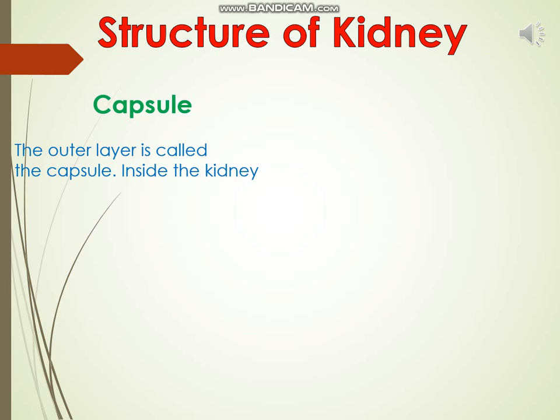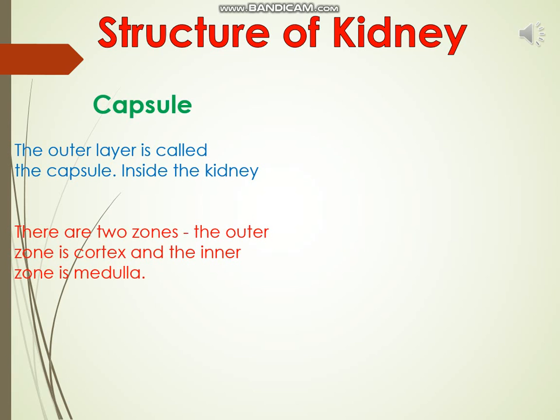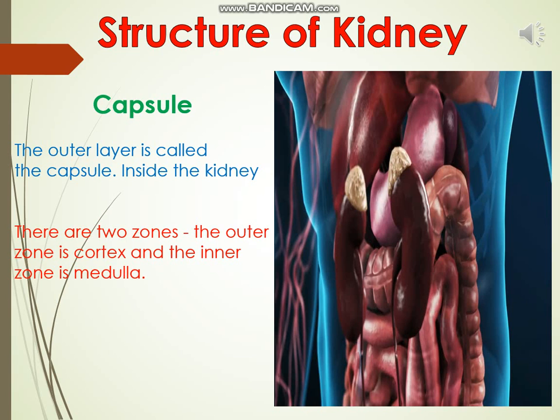Inside the kidney there are two zones. The outer zone is the cortex and the inner zone is the medulla. The cortex extends in between the medullary pyramids as renal columns called columns of Bertin.